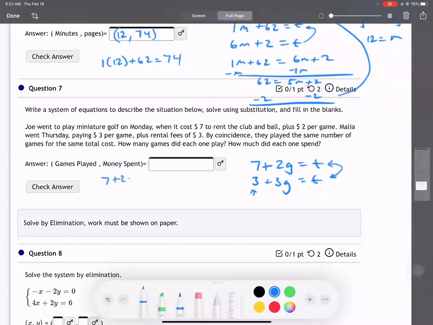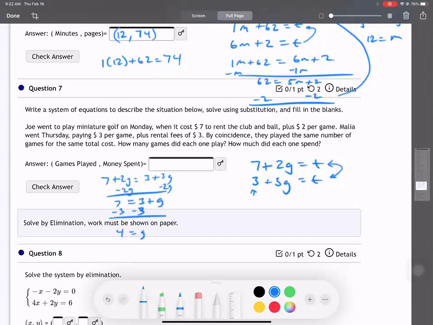7 plus 2g equals 3 plus 3g. Okay, let's combine like terms. 7 equals 3 plus g, minus 3 from both sides. So 4 is equal to g.